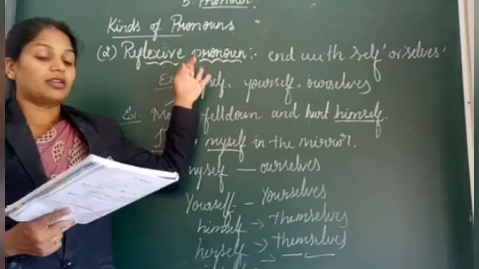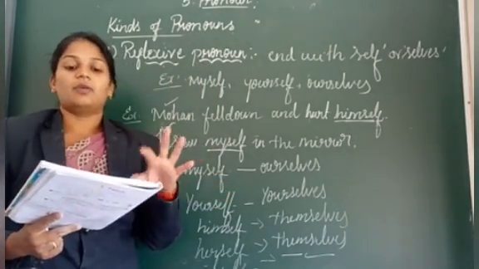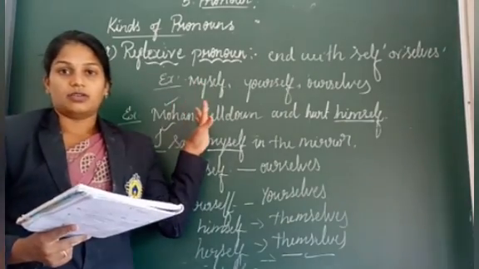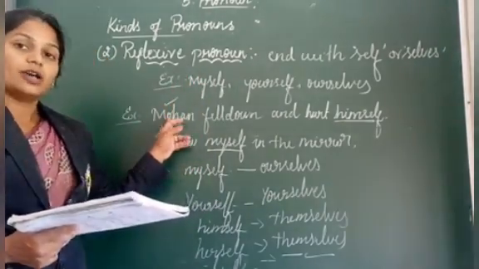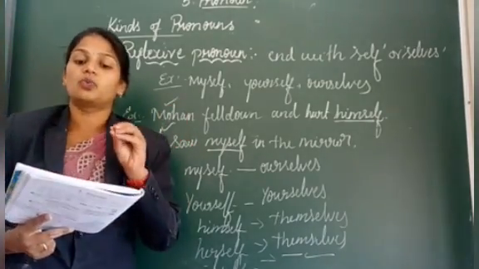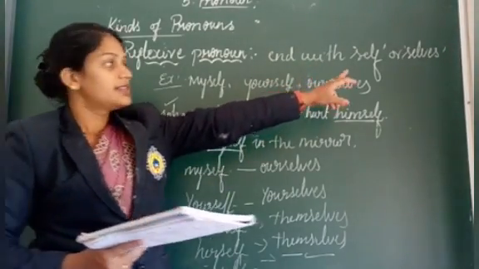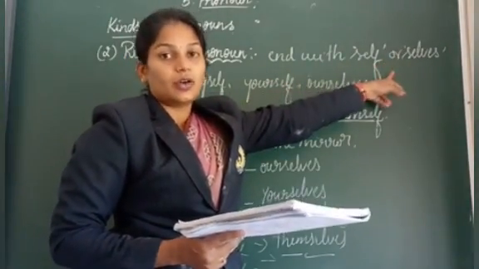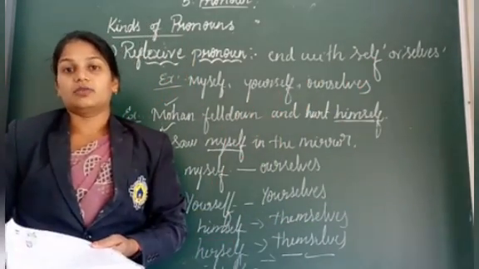So reflexive pronoun, remember, they are objective pronouns that we use when the subject and object are the same noun. Subject also Mohan, object also Mohan, like that. So they are the ones that end with self or selves. Okay, clear? Let's move to next, emphatic pronoun.